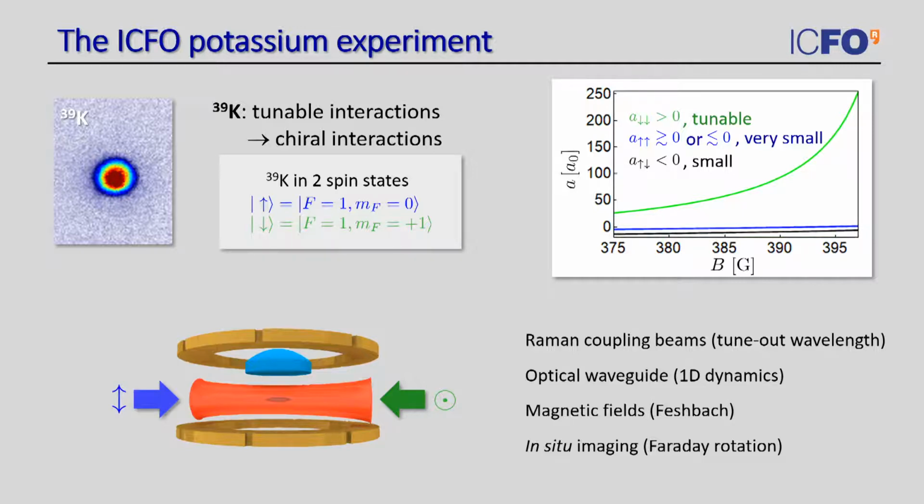You saw that the chiral BF theory is a 1D theory, so we want to tightly confine our atoms such that the dynamics happens in one dimension. This we do with this optical waveguide beam. And then we have coils to adjust the strength of the interactions using the Feshbach resonances, and a high numerical aperture lens here to do in situ imaging of the cloud after letting it evolve in this one-dimensional waveguide.